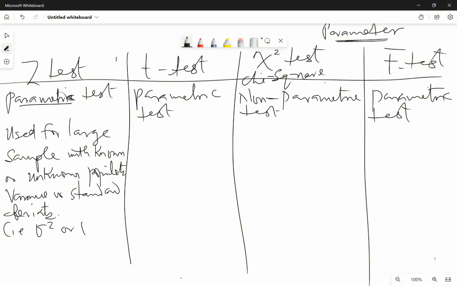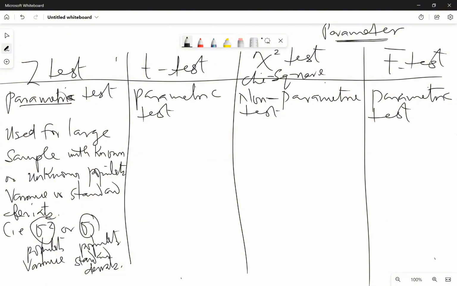I said the Z test is used for large sample with known or unknown population variance or standard deviation. Of course, sigma squared here is population variance. Sigma is population standard deviation. All right?